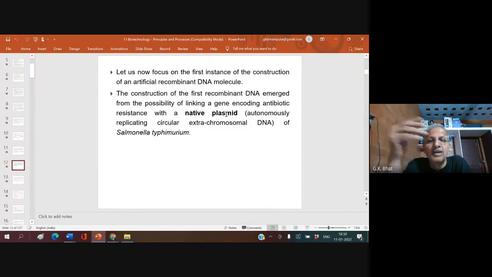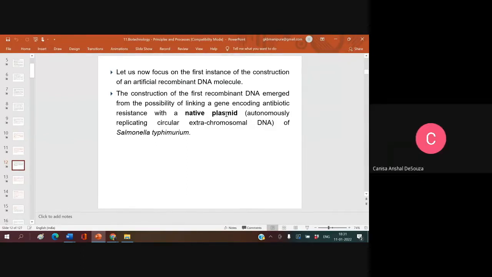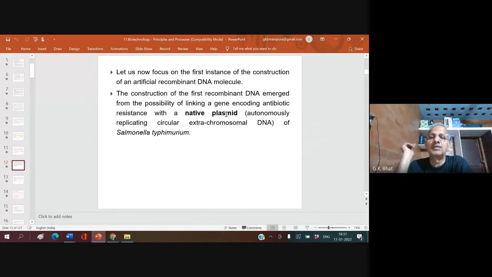DNA is present inside the plasmid. DNA is also present inside another cell organelle, the chloroplast. So in the plasmid, you come across autonomous replication. What do you mean by autonomously replicating?